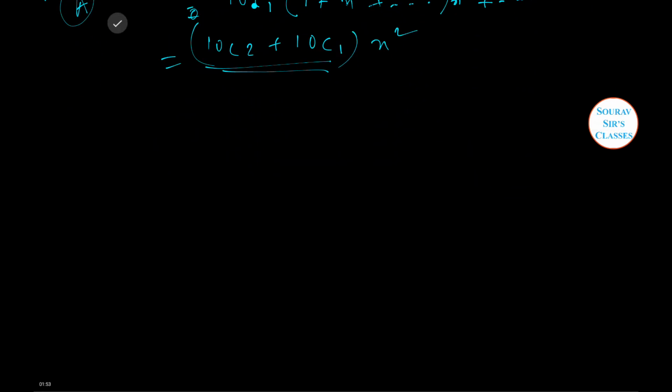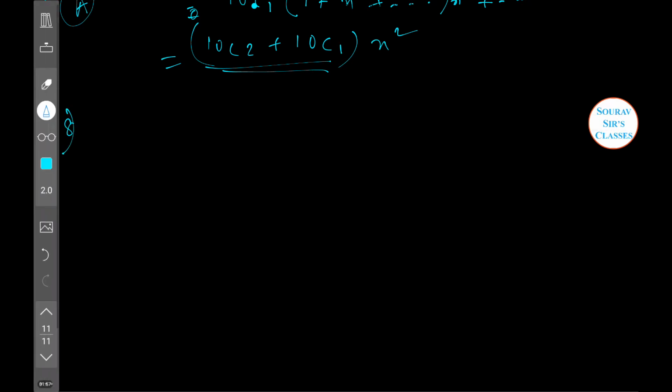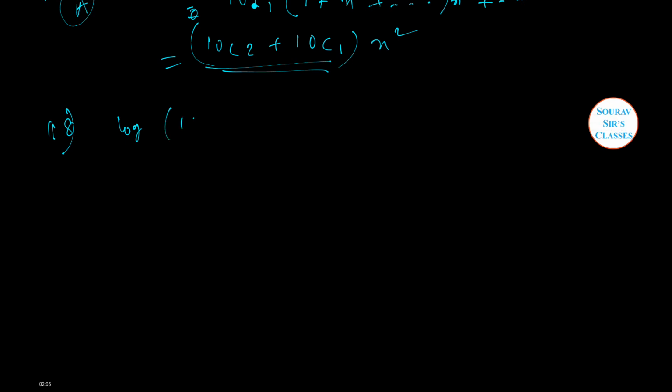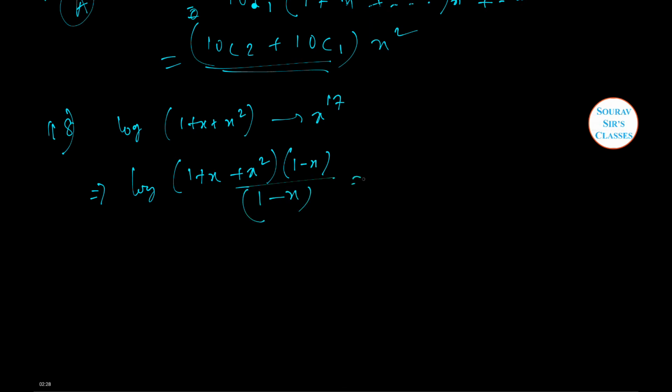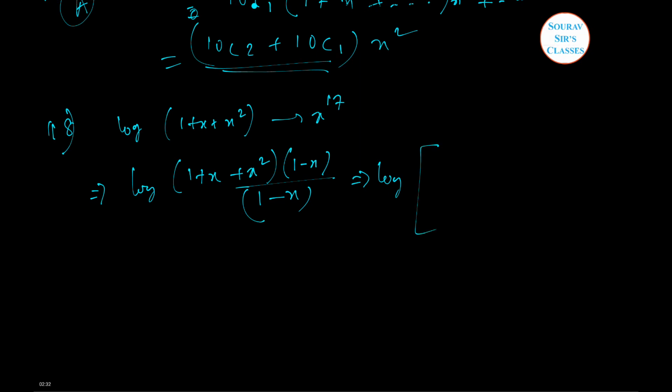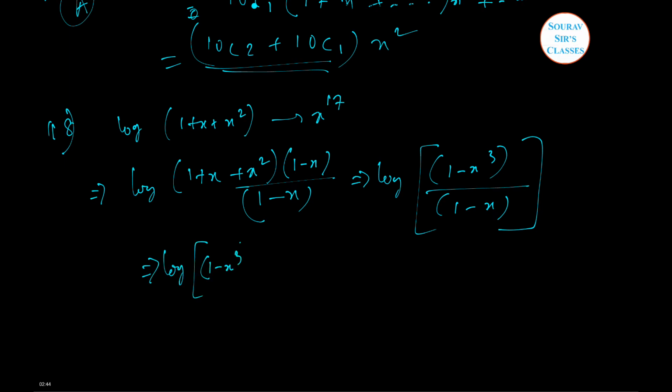The next is the 118 number question, and this is also similar to the above one. Now here log of (1 plus x square), and they asked me to find the coefficient of x to the power 17. See, if there's a log, you have to introduce a term in the denominator also. So I have to get a formula of two terms, so I have to make it a cube. And the easiest way is this: just divide by 1 minus x and multiply by 1 minus x. So simply the numerator has become log of (1 minus x cube) divided by (1 minus x). So this can be rewritten as log of (1 minus x cube) minus log of (1 minus x).